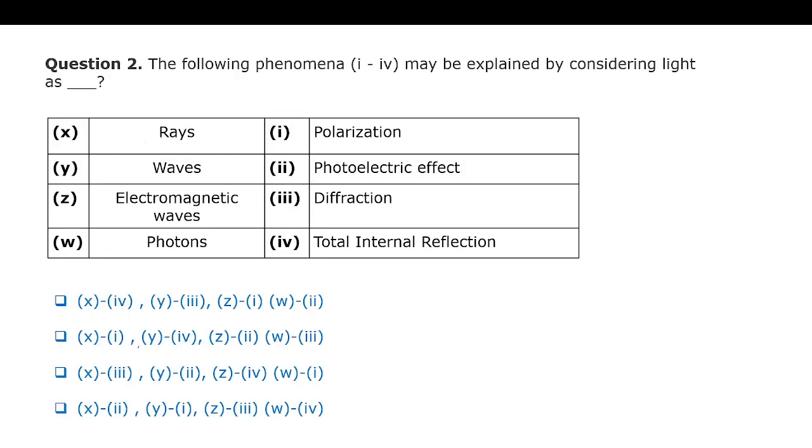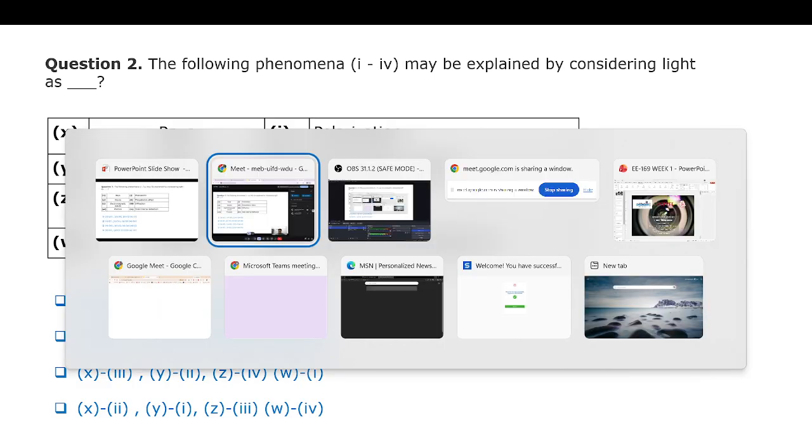Moving toward the next question: the following phenomena 1 to 4 may be explained by considering light as W, X, Y, Z, which are ray, wave, electromagnetic wave, and photons. Then you need to match these with 1, 2, 3, 4. Can you try this? What could be the answer?